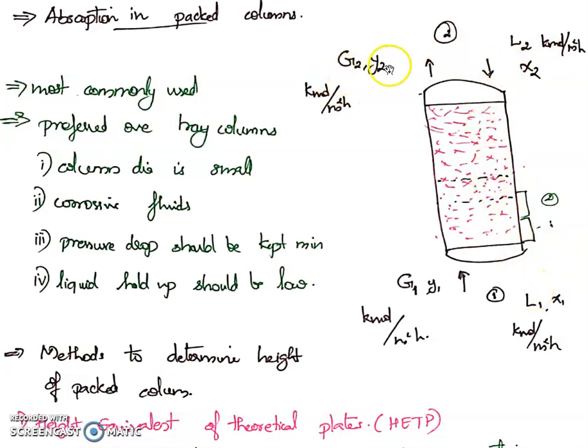Here I have used G2 and Y2, where G2 is the number of moles of gas entering per unit area per unit time. It should be noted that here the unit of G2 is kilomoles per square meter per hour. Y2 is the mole fraction of the solute in the gas phase leaving the stream, and Y1 is the mole fraction of the solute in the gas phase entering the stream. Here G1 represents the flow rate of the gas phase entering per unit area per unit time. Similarly, we have L2 and L1, the flow rates of the liquid phase entering and leaving per unit area per unit time.